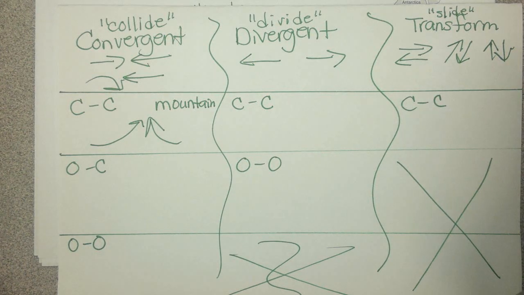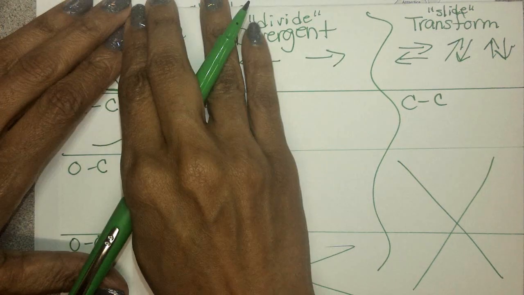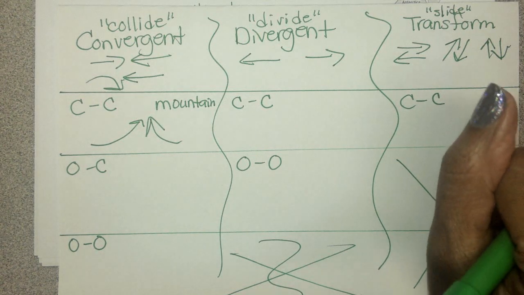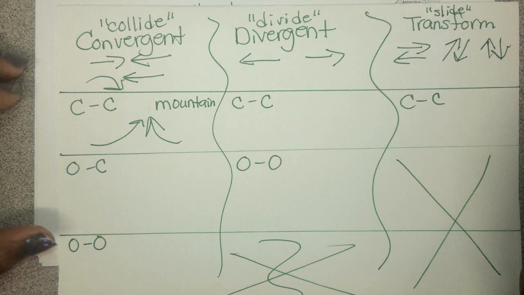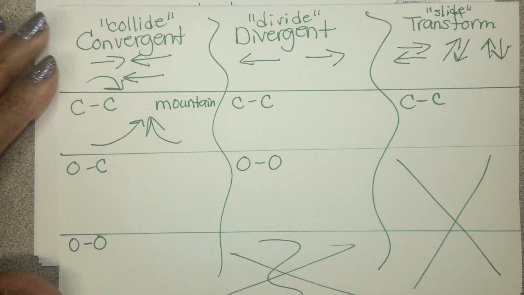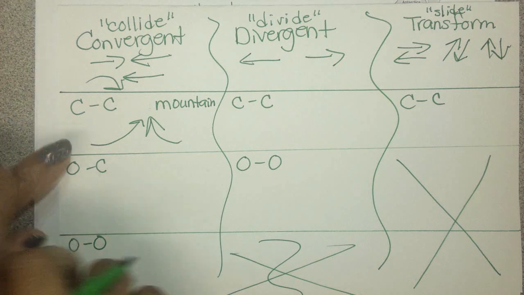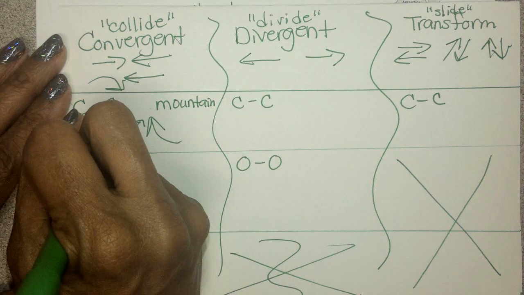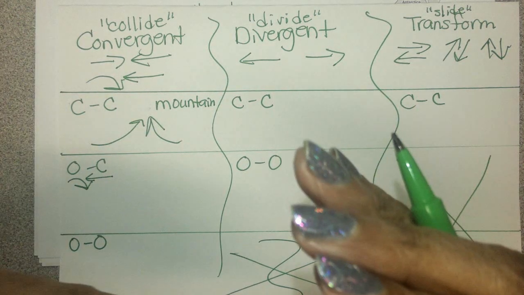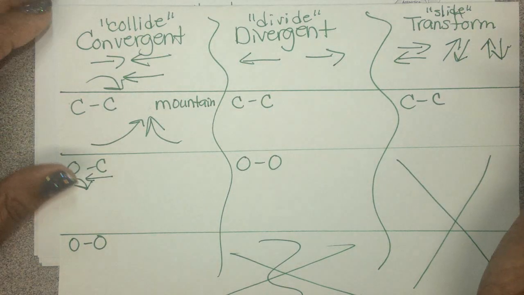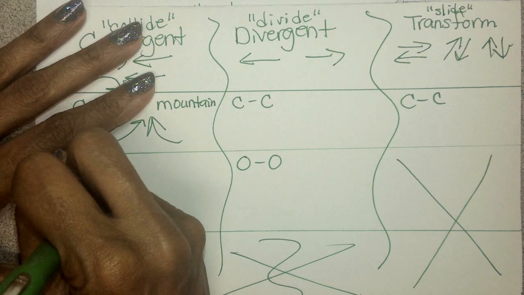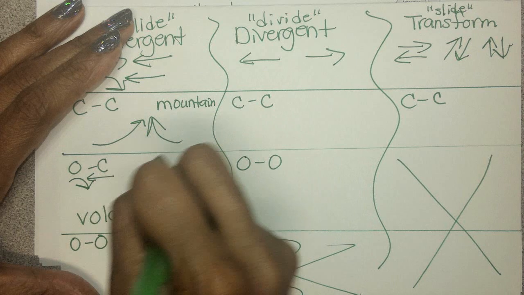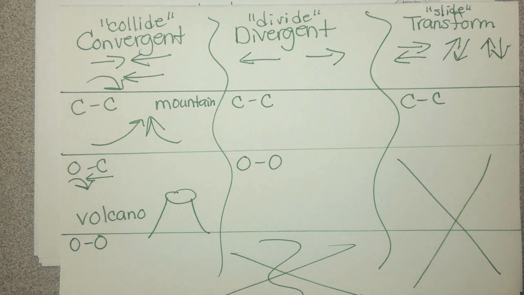Okay, remember, when you have ocean to continent or ocean to ocean, anytime you have an ocean plate involved, you're going to get some type of volcanic activity. So when you have an ocean and a continent coming together, the ocean plate is more dense. It's going to sink under your continental plate, and that's where you're going to get a volcano. Okay?